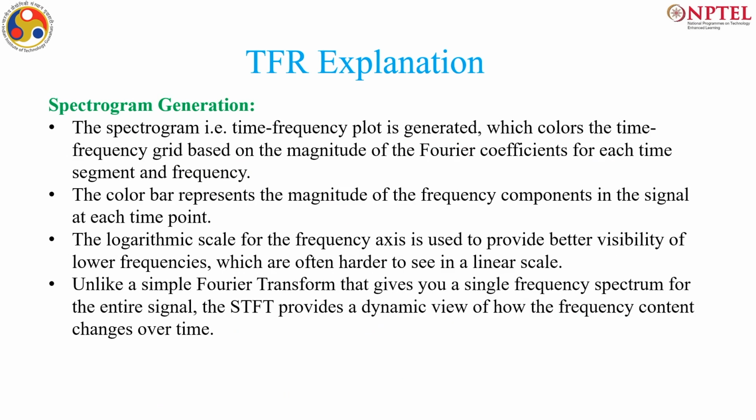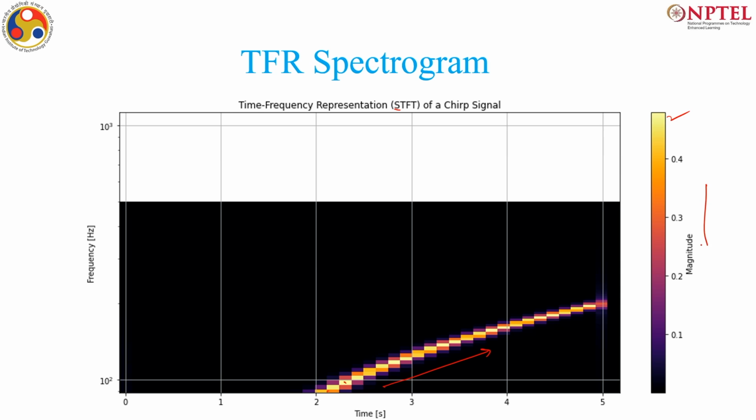In this spectrogram we see that the time frequency plot is generated and the colors are based on the magnitude of the Fourier coefficients for each time segment and frequency. We have also given the color bar. If you can see, this is the color bar, and this yellow region shows a high value of frequency amount or magnitude, and black means low value, which means in these regions the frequencies are not present. If you take just a section, that is the Fourier transform of that specific window.